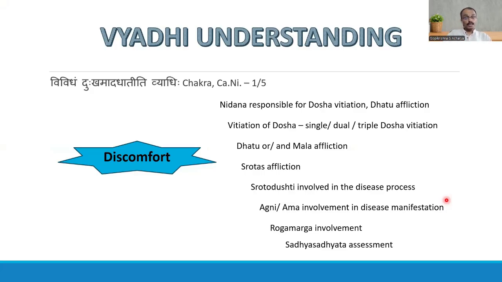Now, how to make the diagnosis of the vyadhi as per Ayurveda understanding? For this, we have to know about these different parameters. First and foremost, Nidana, responsible for the manifestation of the dosha vitiation or dhatu affliction. So, vitiation of the dosha, either single dosha vitiated or dual dosha or triple dosha vitiated. Dhatu or mala affliction. Srotas affliction. Srotodushti involved in the disease process. Agni or ama involvement in the disease manifestation. Roga marga involvement. Whereas sadhya sadhyata assessment. So these are the different points that have to be considered while making the Ayurveda diagnosis.